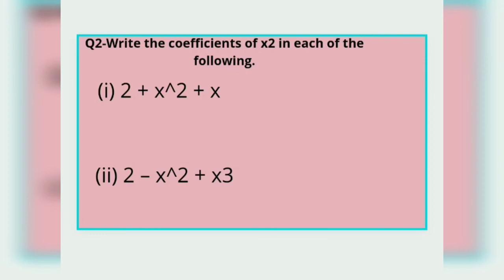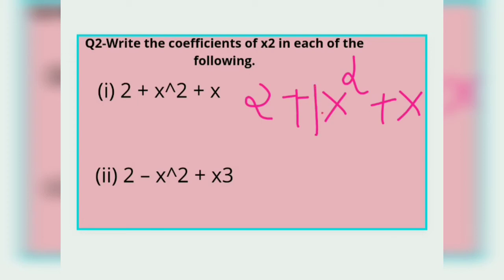Okay, I have to find out the coefficient of x square. 2 plus x square plus x. Now you can see the coefficient of x square is what? 1 only. Because any number multiplied with 1, the answer will be that number itself, right? So I can consider 1 as my answer.